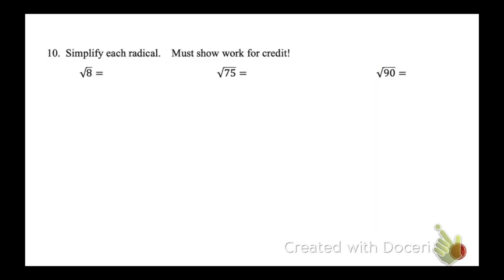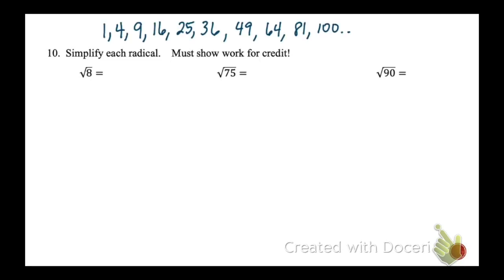For problem 10, we're going to simplify each of these radicals, and we're going to need to make sure that we show our work. So some of us have calculators that will just do this for us, but we won't get credit on the test if we don't show work. So first of all, we need to have our list of perfect squares in front of us. This would be a good list to write down on your test. It's just 1 squared, 2 squared, 3 squared, 4 squared, 5 squared, and so on. So you can get all those pretty quickly if you just square each number in your calculator.